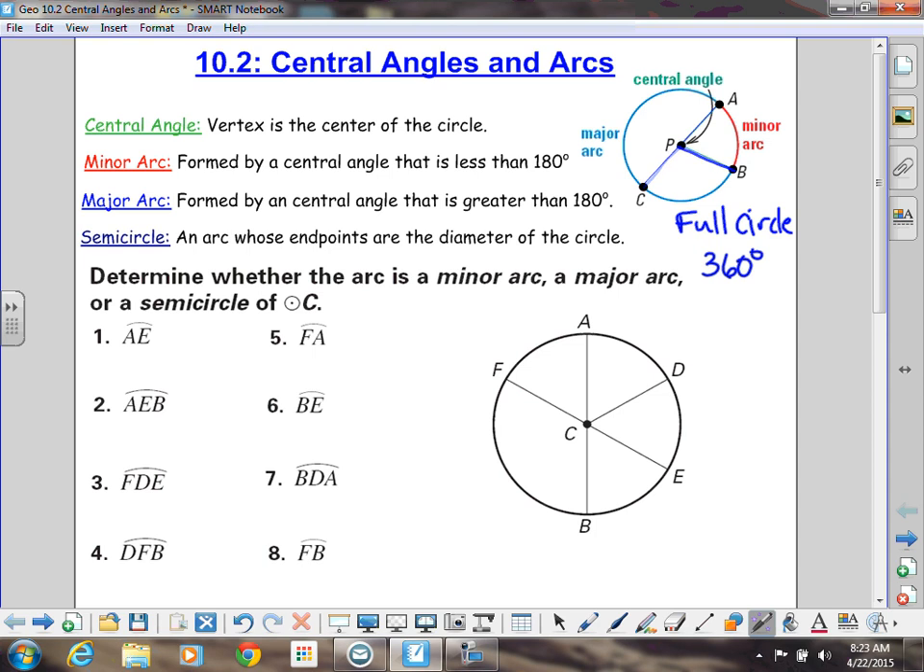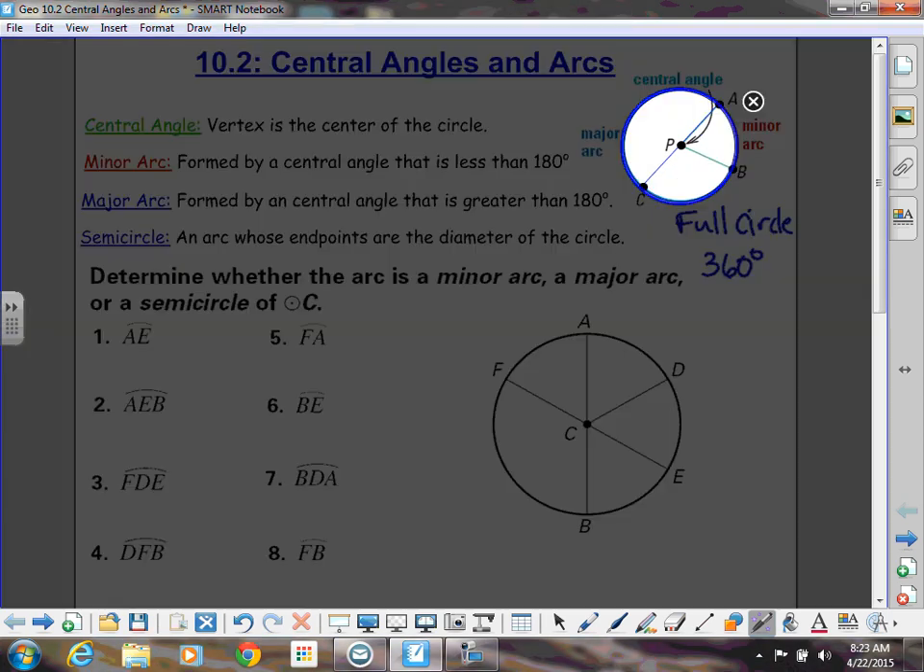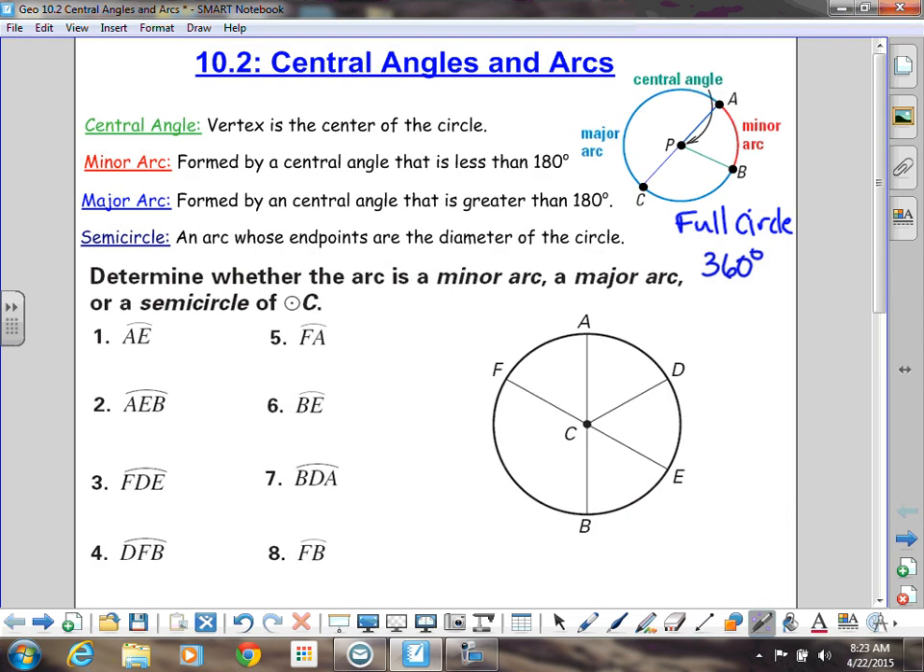Now, a minor arc is going to be an arc formed by a central angle that is less than 180 degrees. Now, let's think about 180 degrees. A full circle is 360. Half of that is going to be 180. So if I cut that circle in half and just go halfway around, that's going to be 180. So for a minor arc, it has to be something that's smaller than halfway around. For example, this red one is a minor arc. Notice that the central angle is smaller than 180 degrees.